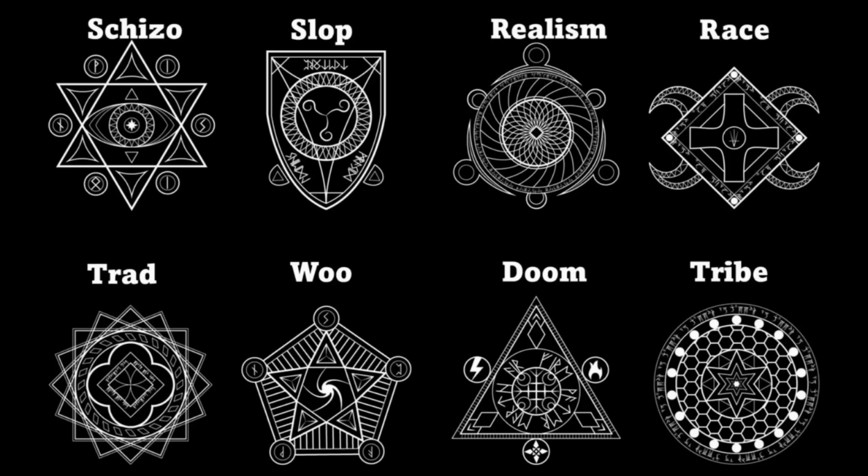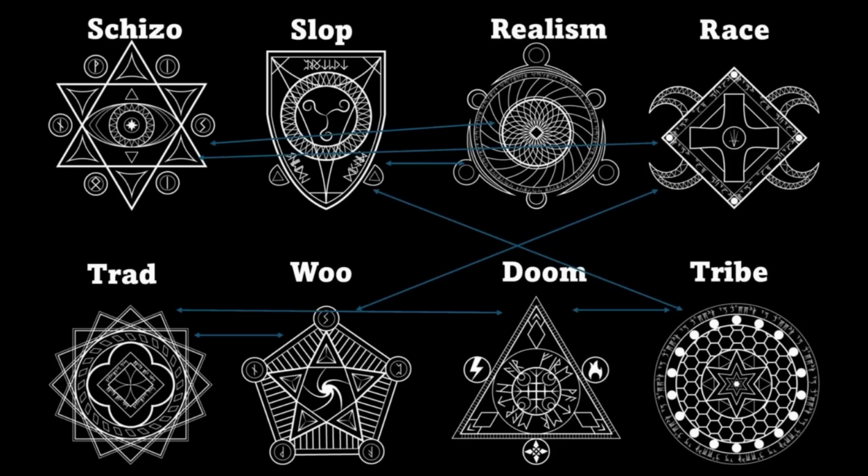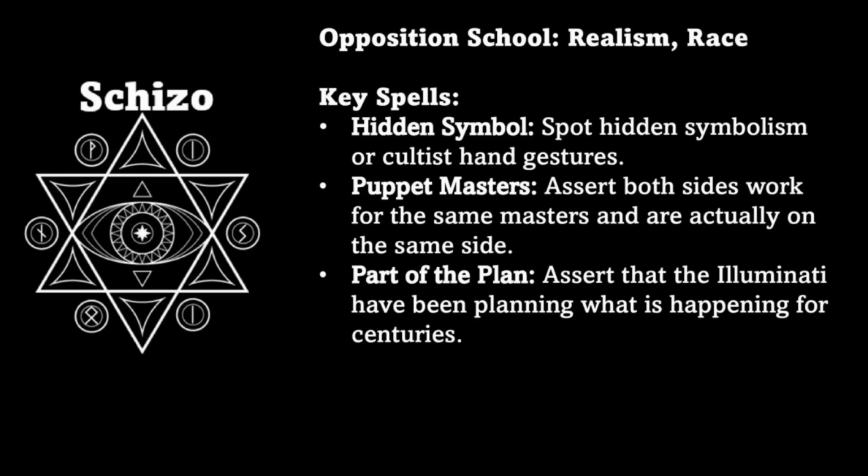So with those caveats aside, I'm going to be going through each of these schools of the right. And each one of them has their own spell book. I'm going to be showing 3 core spells from the spell book of each school and also explaining why they are on the right. So let us start with the school of skitso. Oh yes, and each school also has 2 opposition schools, which are like so. I'll be going through those while we go through the video. So let us start. The school of skitso, its opposition schools are realism and race.